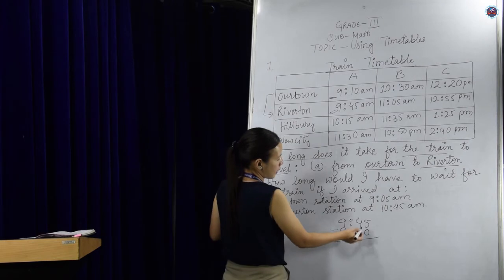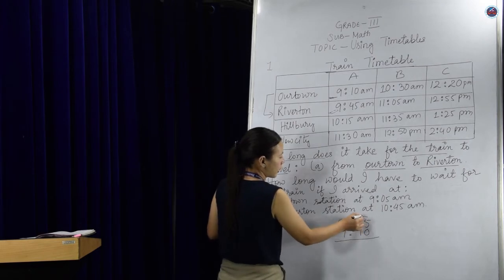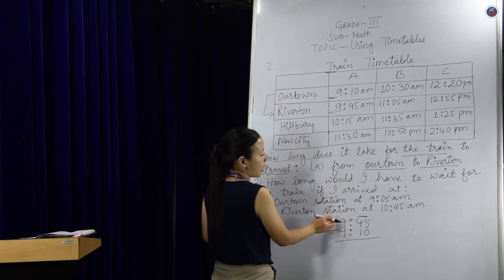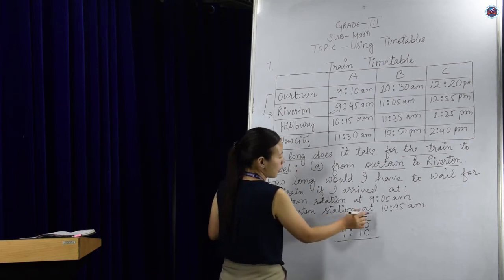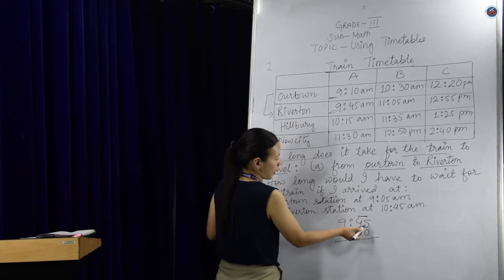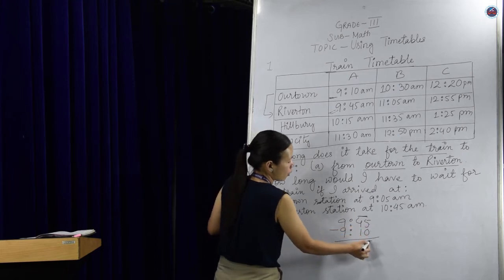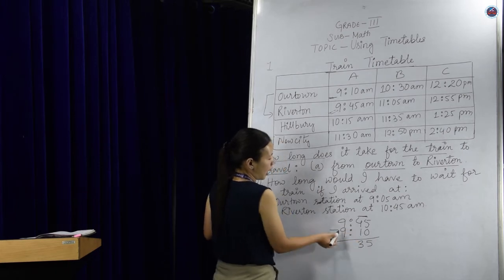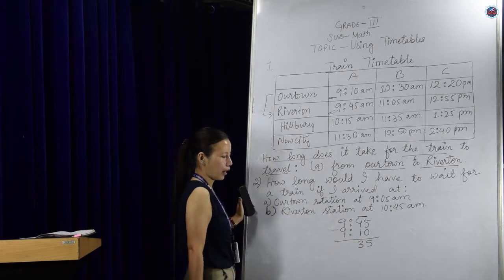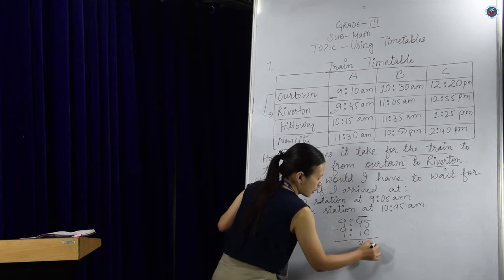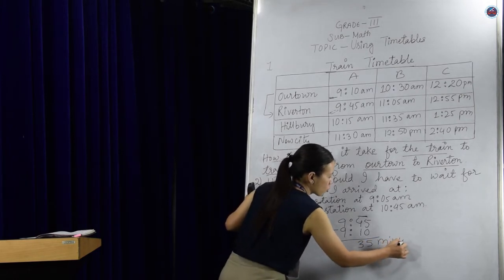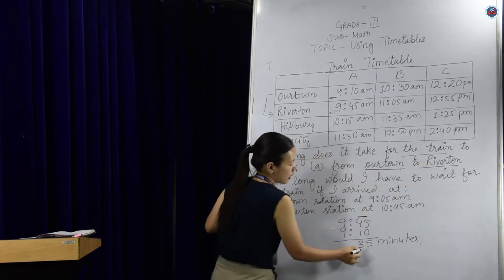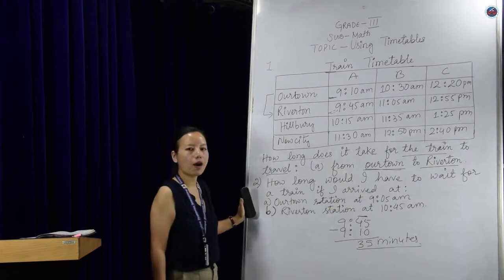So subtract. Note that this side is for your minute number and this side is for your hour number. Now subtract: 5 minus 0 is 5, and then 4 minus 1 is 3, and then 9 minus 9 is 0, so we wouldn't write it. That is for your minutes. That means the train took 35 minutes to travel from Our Town to Riverton.